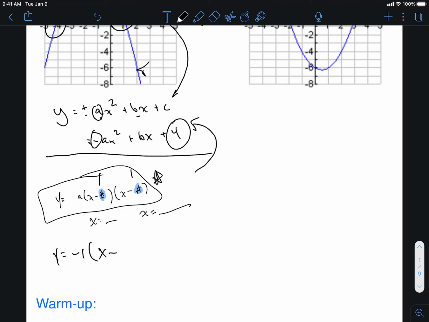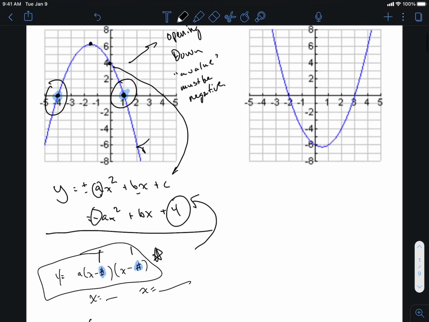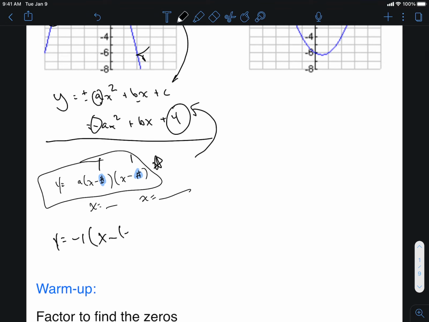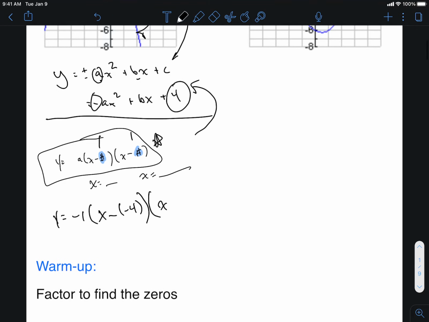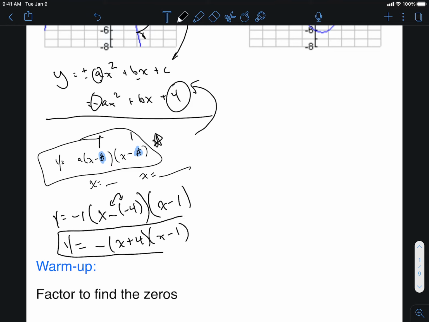x minus, what's the first x-intercept? Negative 4. Let's plug in the other one. x minus, all right, well, I see two negatives here. They're going to cancel, and the equation for this graph is going to be negative. We don't need to write the 1. x plus 4, x minus 1. That's the equation.